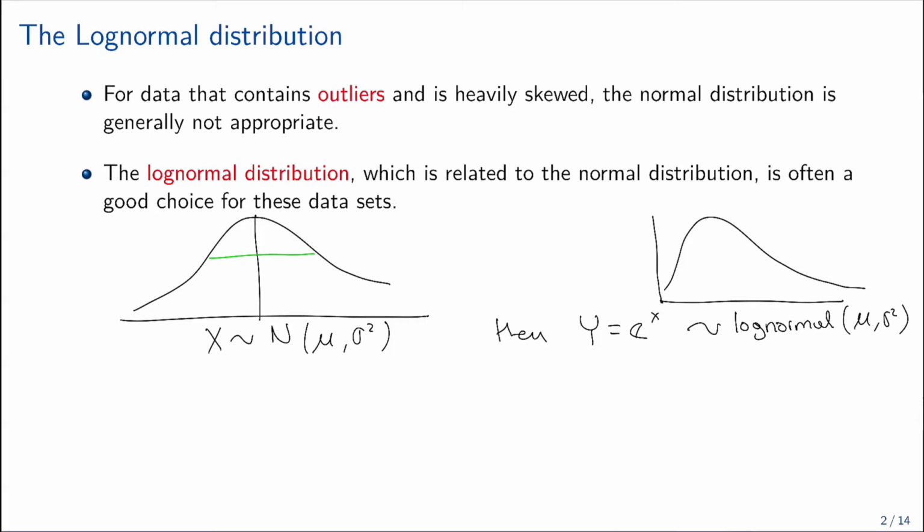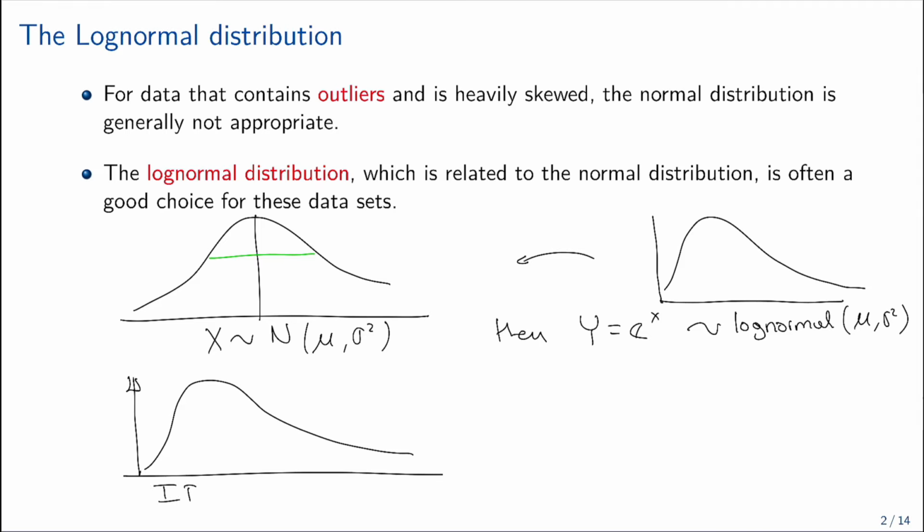Now we can actually move in the opposite direction. If we start with some variable Y which is log-normally distributed, with parameters mu and sigma square, then X equal to the natural log of Y is normally distributed with parameters mu and sigma square. The parameters are the same.